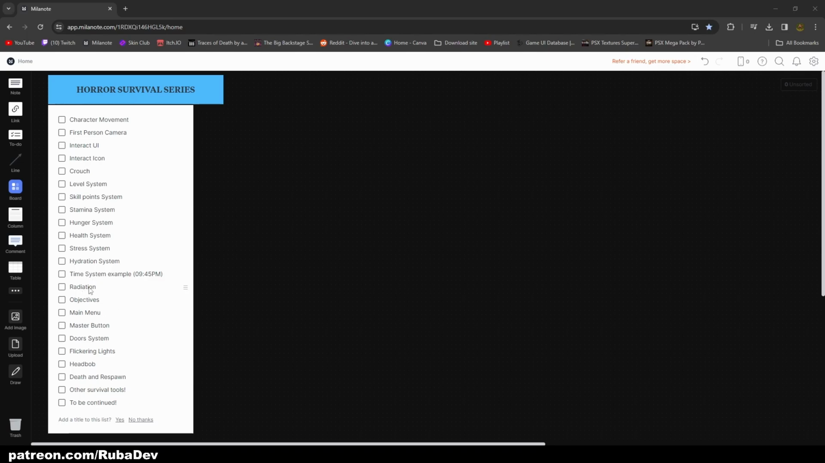Radiation is going to be basically how you would have one in Stalker. Some places in the world are going to be radiated and you're not going to be able to loot there and stuff. Then we're going to have some objectives, which is going to be modular.